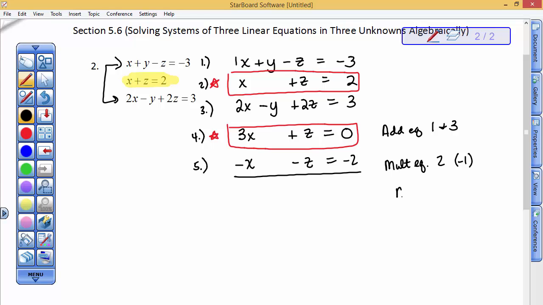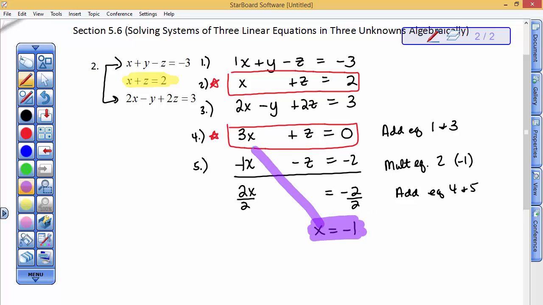I am now adding statements or equations 4 and 5 together. So 3x minus 1x is 2x. The z's cancel, and 0 and a negative 2 adds to be a negative 2. And when I divide both sides by 2, I get a solution for x of a negative 1. I take that answer, I'm going to highlight it. I take that answer and I put it into one of the equations, either here for x or here for x.